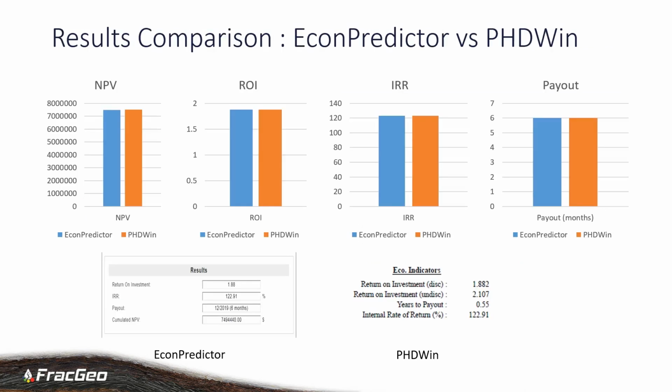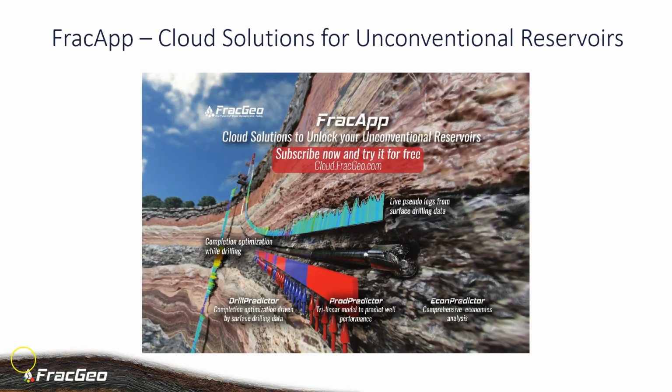This slide shows the comparison of the results from EcoN predictor and PhD win, and we see that the key economic parameters such as the NPV, ROI, IRR, and the payout match reasonably well.